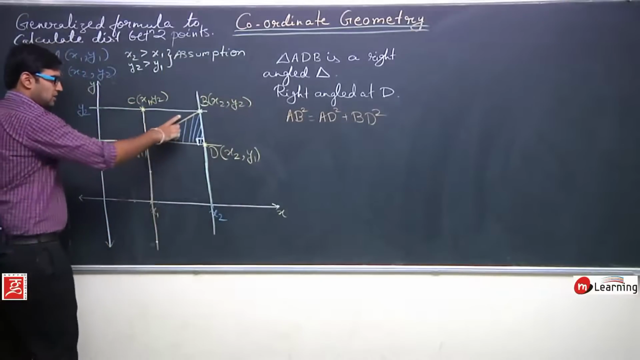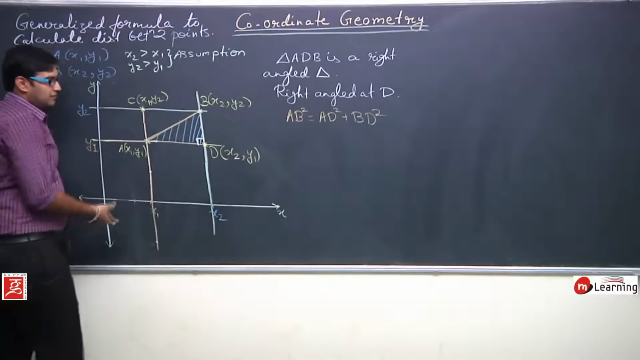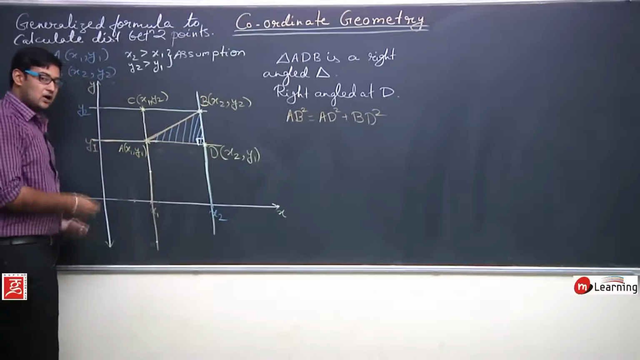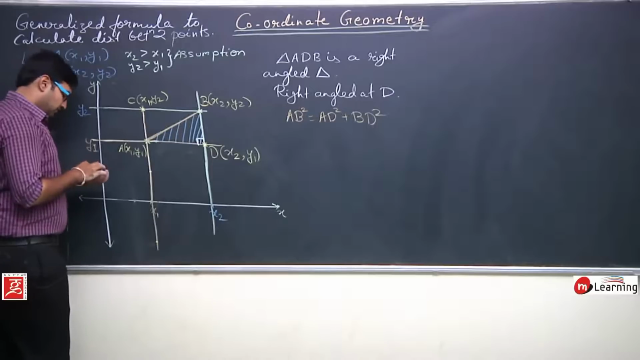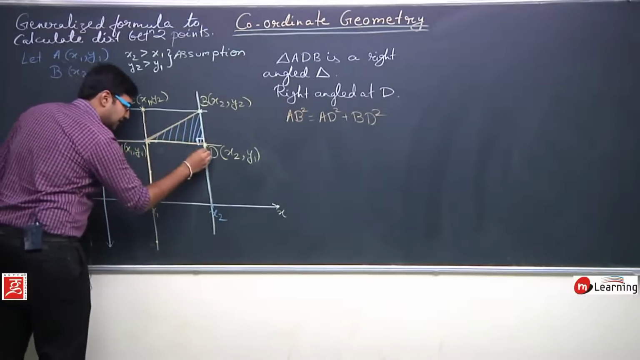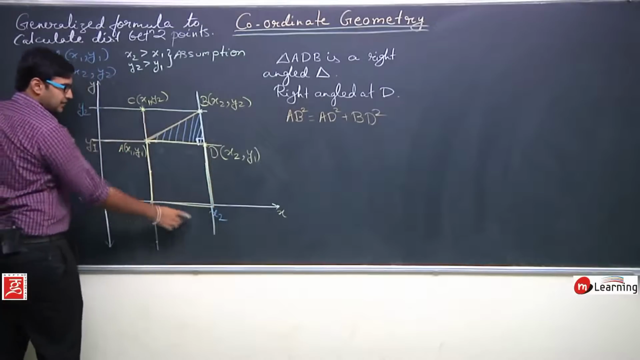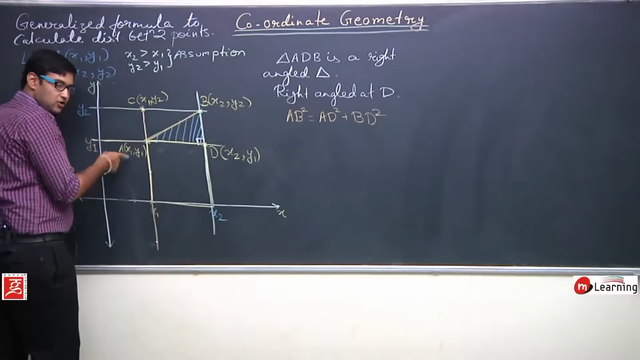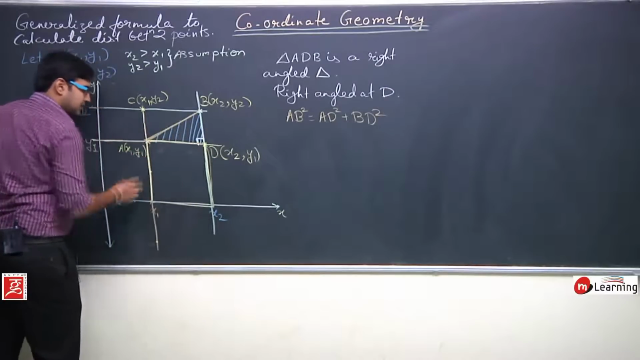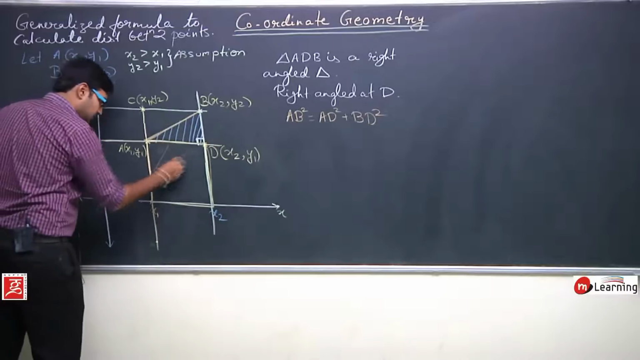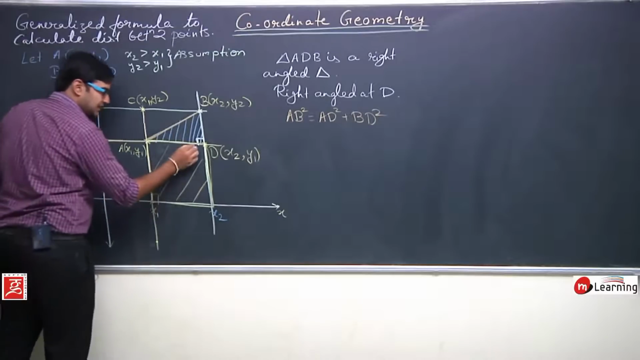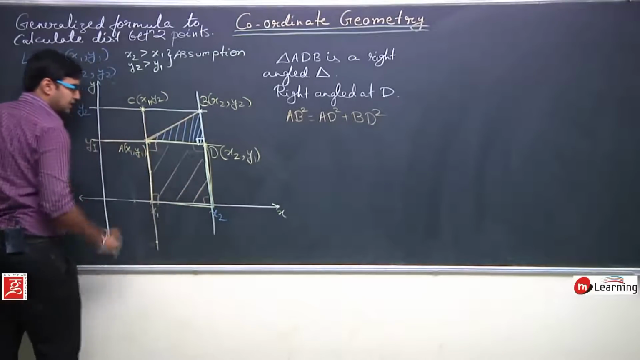Now what is the length of AB? We don't know the length of AB. Can we determine the length of AD? Yes, we can very easily determine the length of AD. How? Because you can see that this is a rectangle. x1 x2 d A, or A x1 x2 d. This figure is a rectangle. Why? This angle is 90, this angle is 90, this angle is 90 and this angle is 90.